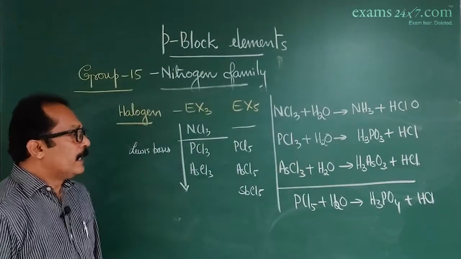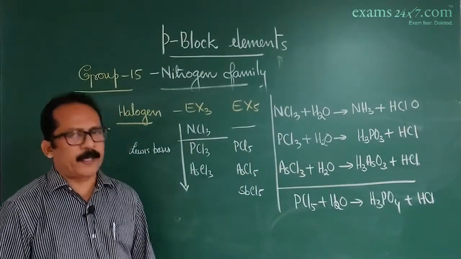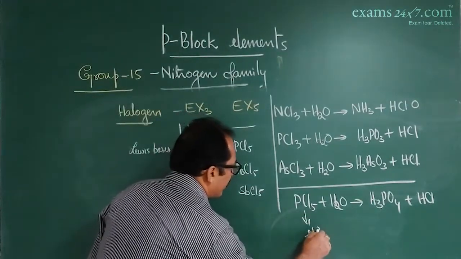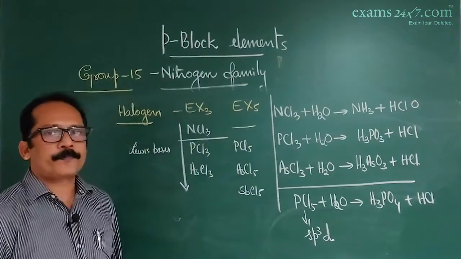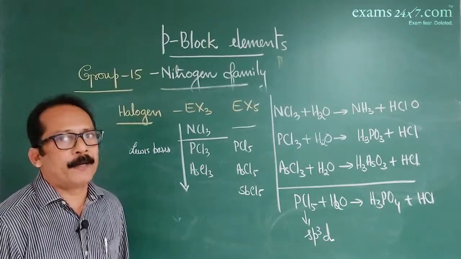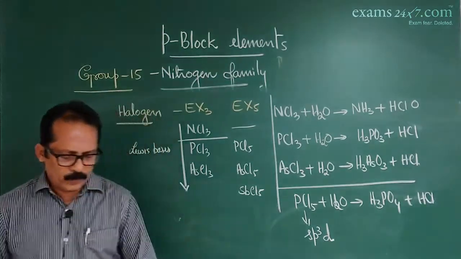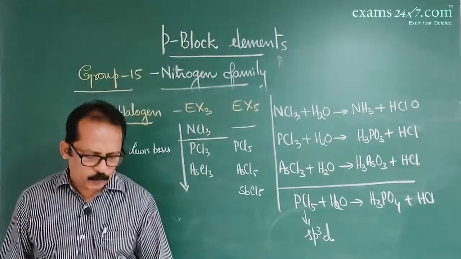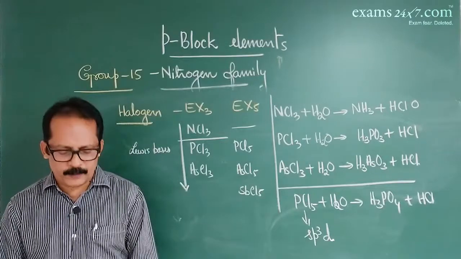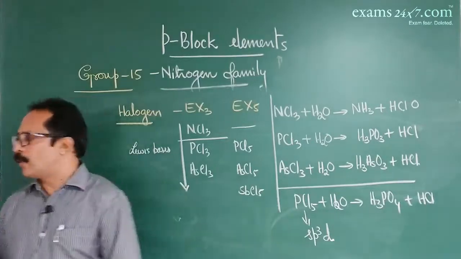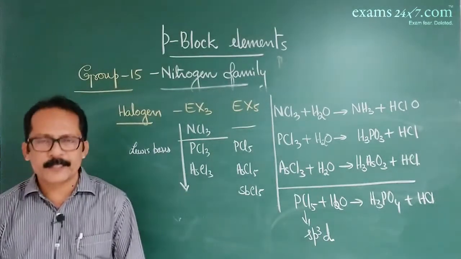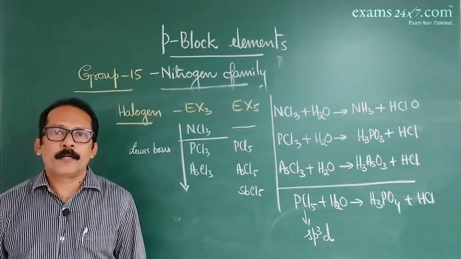Now, about the type of hybridization. PCl5 undergoes which kind of hybridization? sp3d hybridization, and the geometry of PCl5 is trigonal bipyramidal. All pentahalides except those of nitrogen act as Lewis acids, due to the presence of vacant d orbitals.